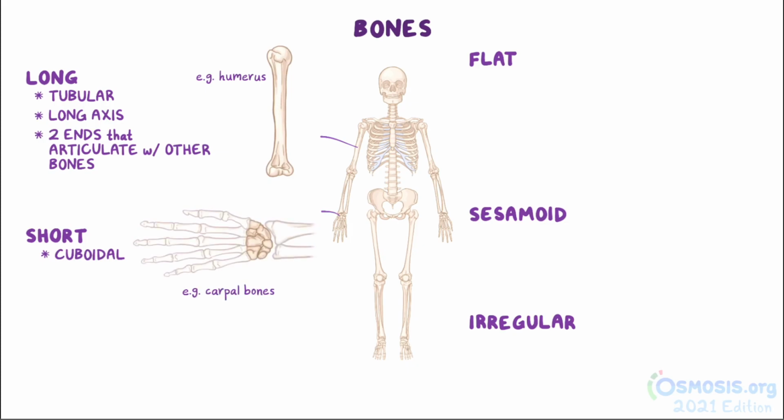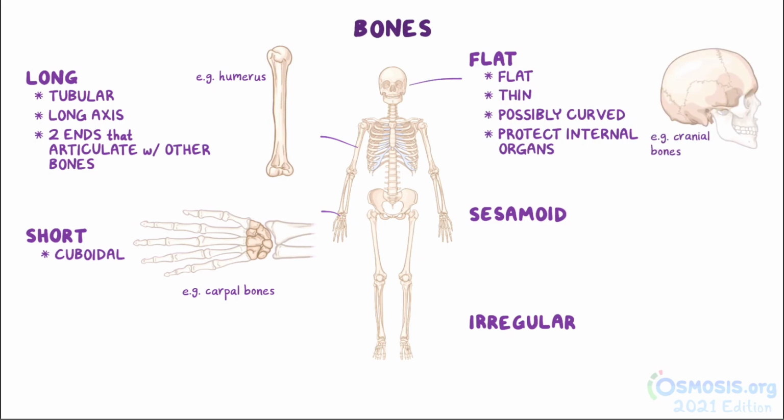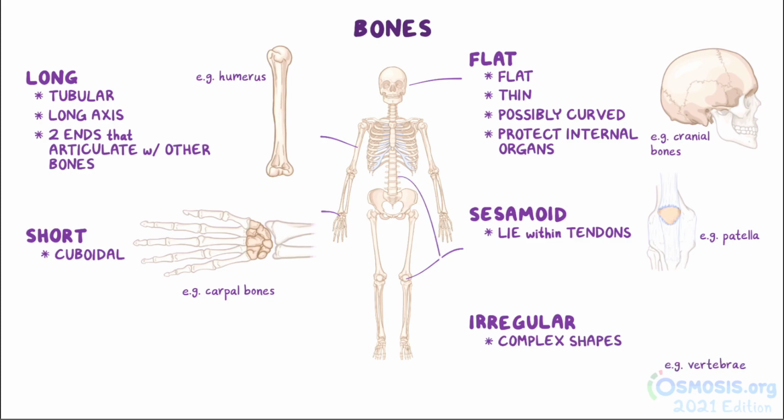Next are flat bones, which are flat, thin, and possibly curved bones that usually protect internal organs. An example of flat bones are the cranial bones that protect the brain. Next are sesamoid bones, which are particularly unique because they lie within tendons. The largest sesamoid bone is the patella, or the kneecap, which is a triangular bone that covers the anterior side of the knee joint. Lastly are irregular bones, which are bones that don't fall into any of these categories, mainly because they have more complex shapes. Examples of irregular bones are the vertebrae which form the spine.